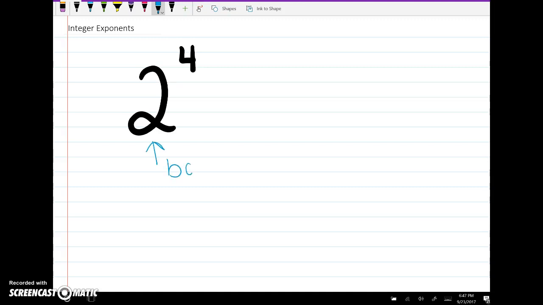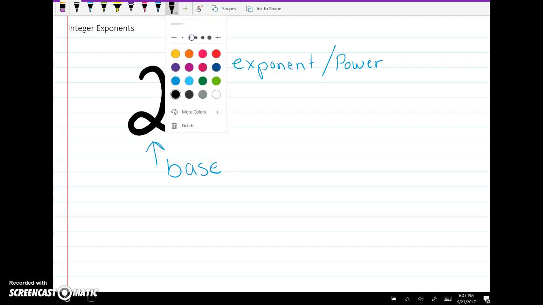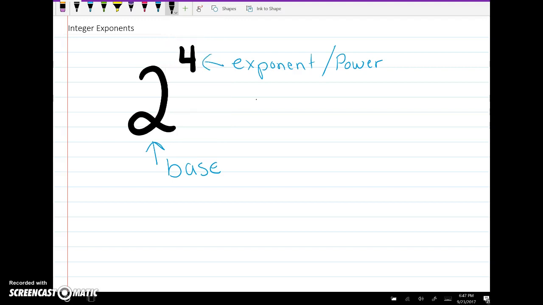If I have 2 to the 4th, let's label this. 2 is my base, and 4 is my exponent, sometimes also called power. Now, the exponent tells me how many selfies the base is going to take.